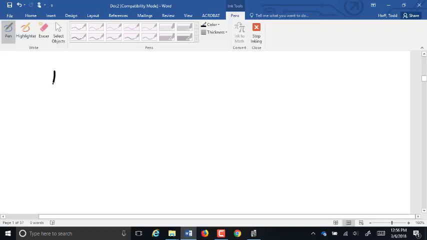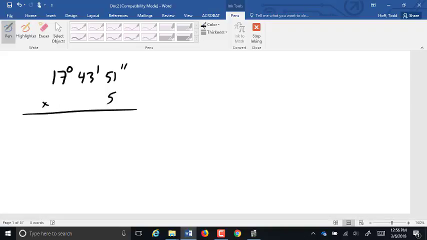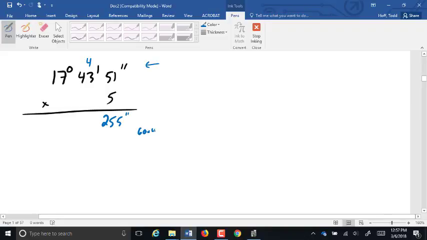Okay, so our next step is to have something like 17 degrees, 43 minutes, 51 seconds multiplied. Let's go times 5. So we still start on the right and work our way back to the left. 5 times 51 is 255 seconds. Can I get a minute out of there? I can get more than 1. How many can I get out of there? 4. 60 times 4 is 240. So I subtract 240, leaves me with 15 seconds.